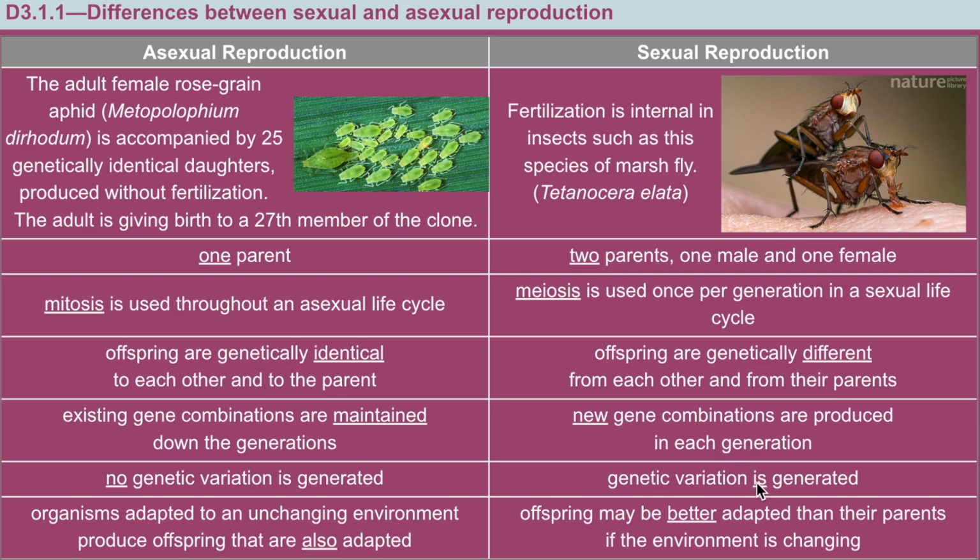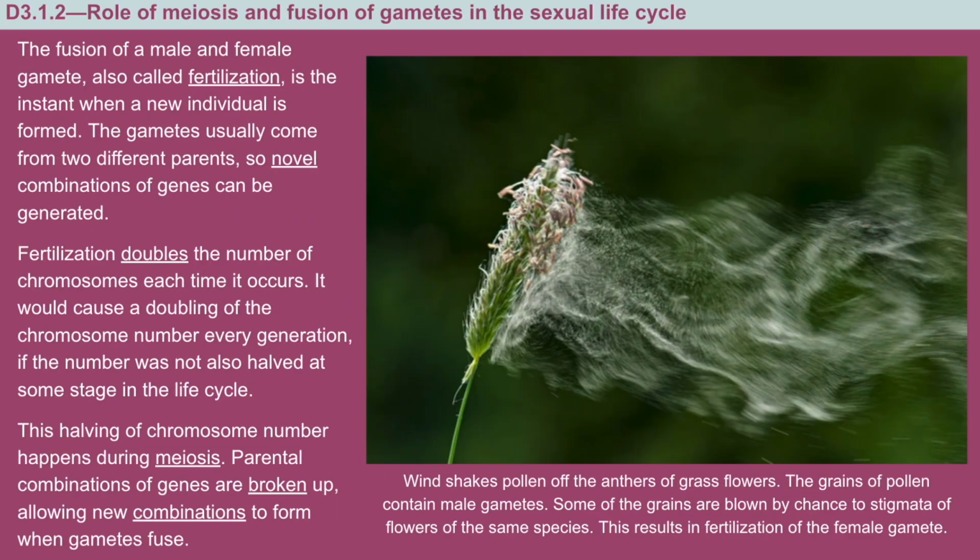And the benefit from this is if those offspring are in a changing environment, those offspring may be better adapted than their parents. The fusion of a male and female gamete is called fertilization. It occurs the instant that a new individual is formed. Fertilization doubles the number of chromosomes because we're joining two different gametes, and so meiosis has to occur first, or the chromosome number can be halved so that two halved gametes can become one whole zygote.